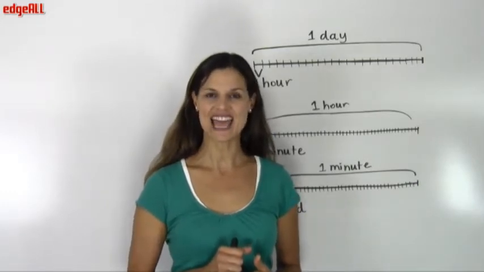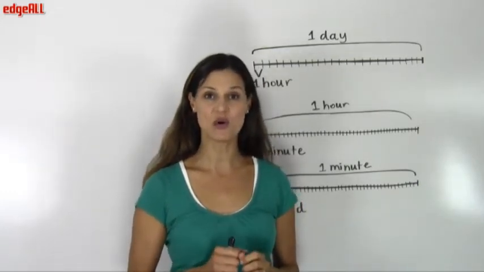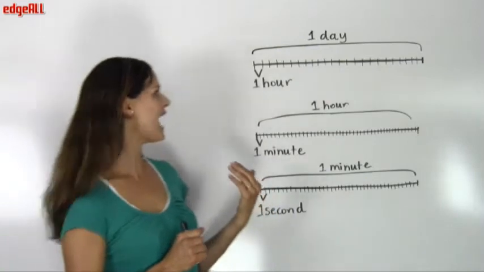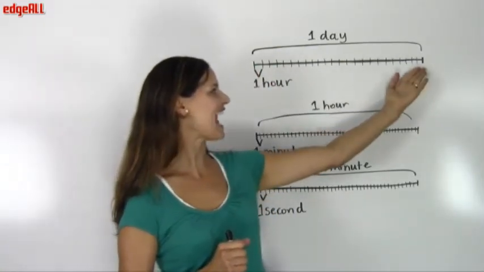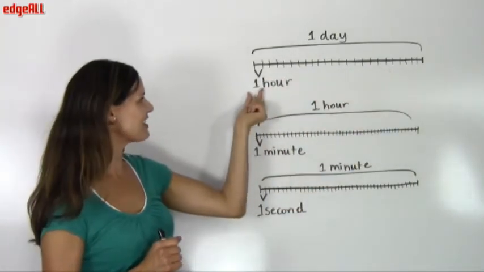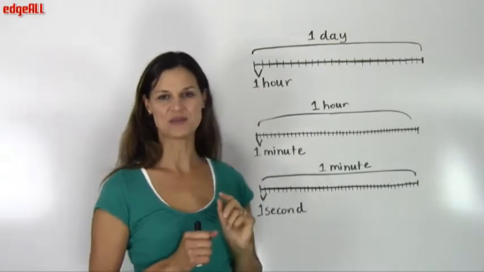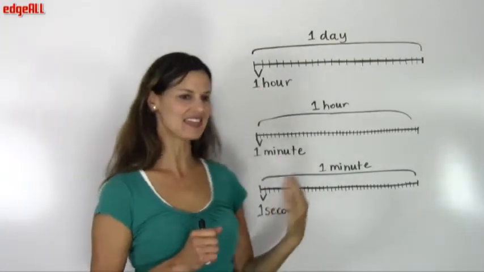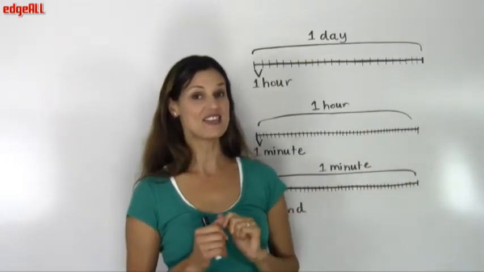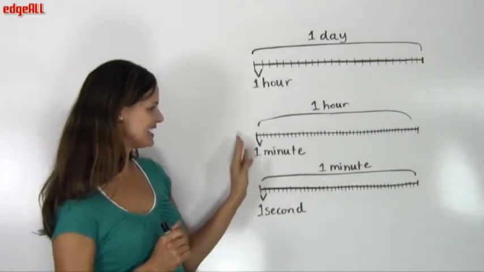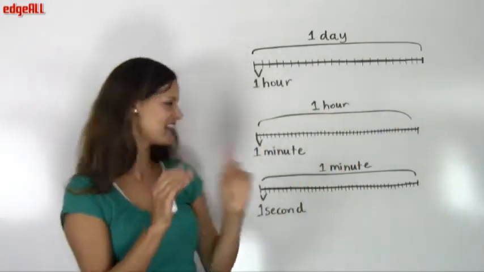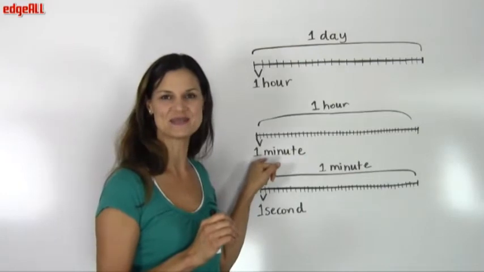If you divide the length of a day into 24 equal sections, the length of each section is 1 hour. And if you divide the length of 1 hour into 60 equal sections, the length of each section is 1 minute. So if this is 1 hour divided into 60 little equal sections, each section is equal to 1 minute.